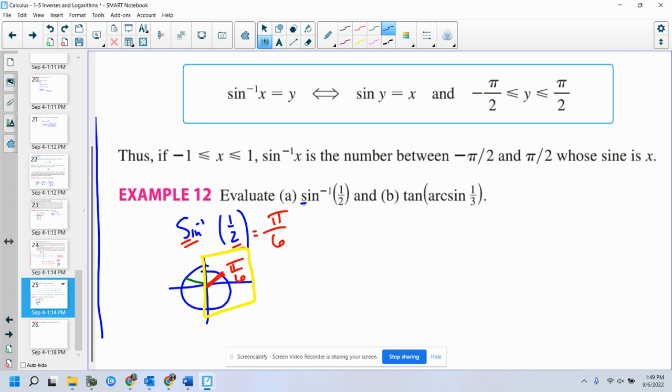How do I know it's a restricted domain? We should have capitalized this. That's why I wrote it right there. But I can tell by arc sine over here.